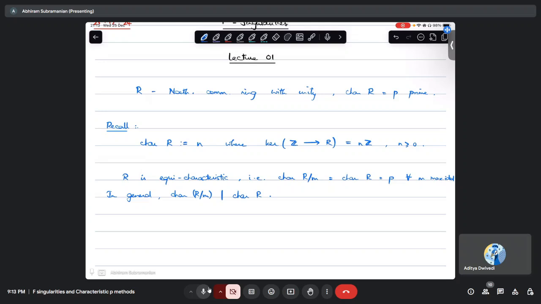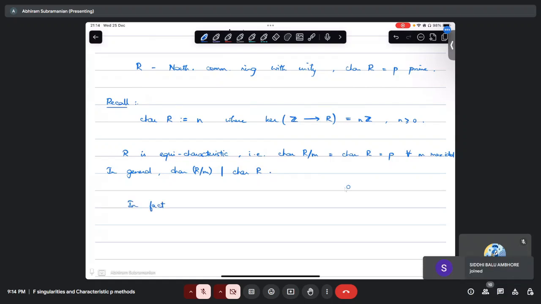No, no. Take R equal to Z. Z modulo P. No, R modulo M. So this is going to be the quotient field. R modulo M is a field, right? For M a maximal ideal.